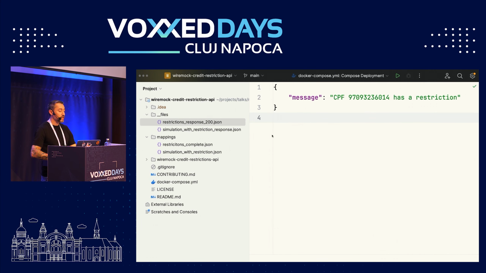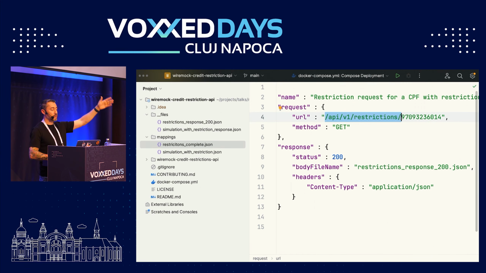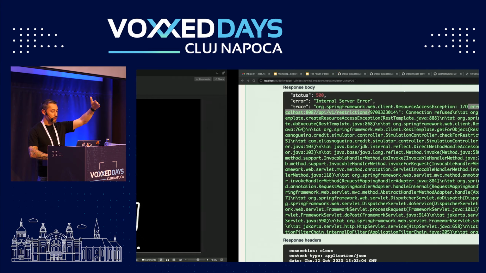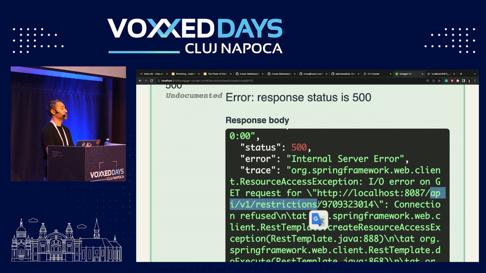I have it exactly here, right? The same request. This API version 1 restrictions. It's matched perfectly. I just need to adjust the data here to be the same.